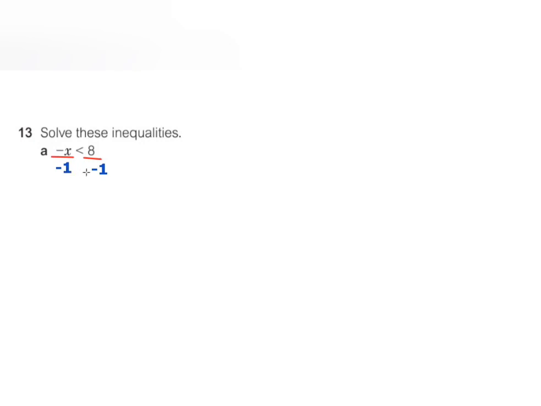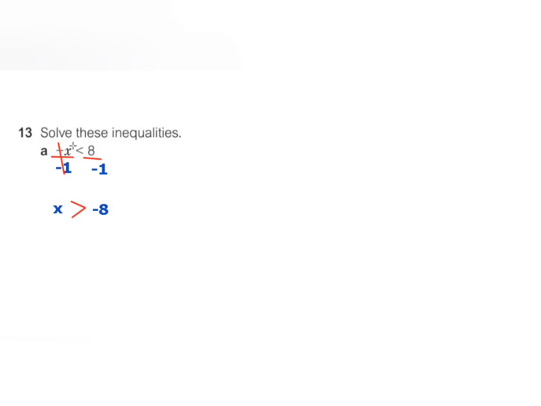So here first, negative goes with the negative 1, and we end up with x. So this one will be x. And then 8 divided by negative 1 is going to be negative 8. Now, as we said, if you divide or multiply by a negative number, you have to flip the sign. So here we can see that x is smaller than. Now we're going to make it x bigger than. So the sign will look to the other side, like this. So x is bigger than negative 8. And that's how you answer a question like this.